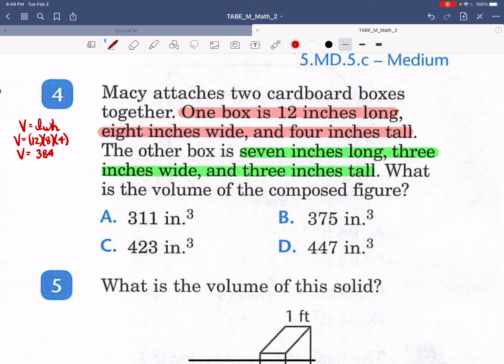And then for the green highlight, I have volume is length, width, and height. We have 7 long, 3 wide, and 3 high. So volume is 63 on that one. Let me be sure. And then when I add those together to get the composite, I come up with 447 cubic inches. So on that one, you just have to do your volume formula twice.